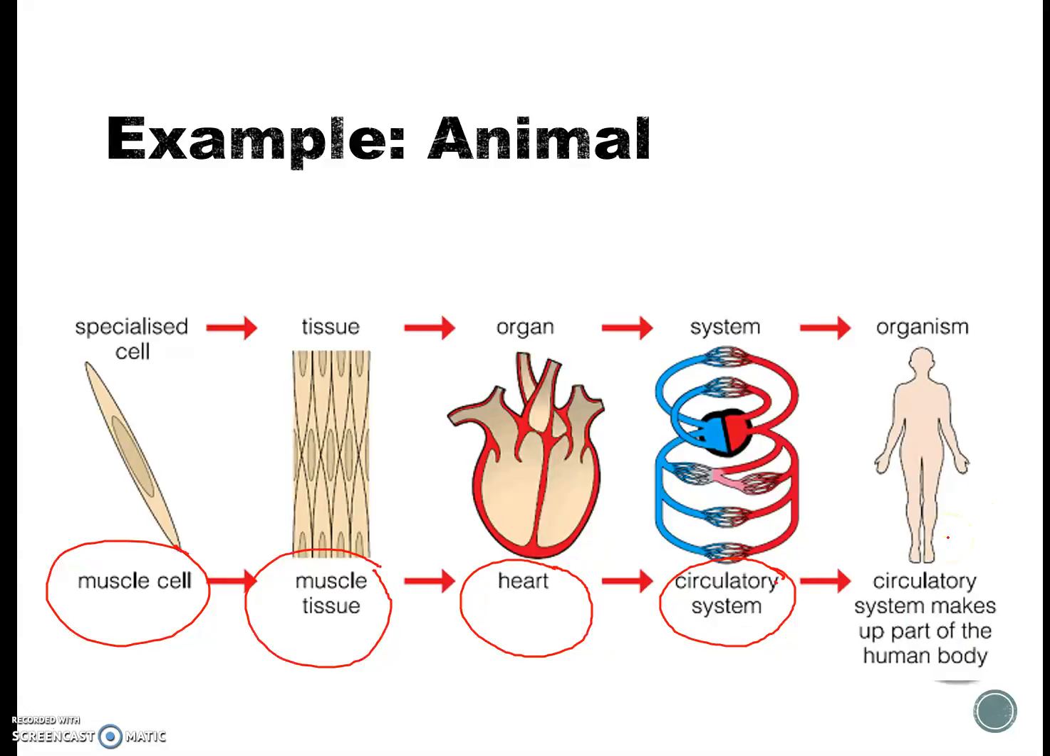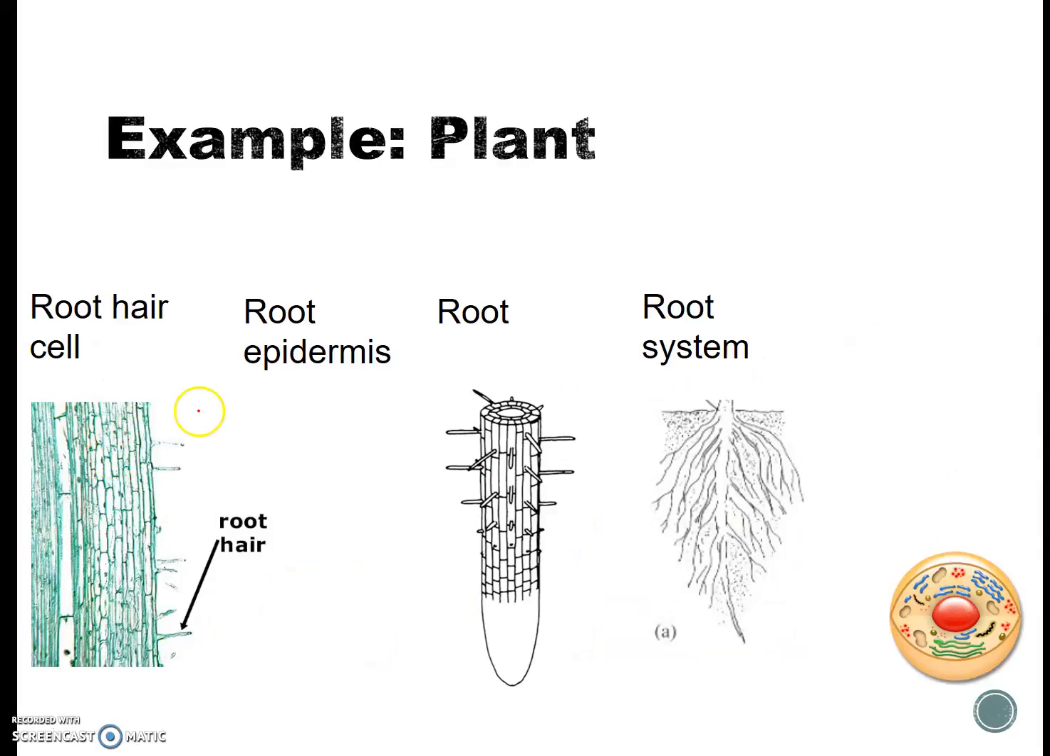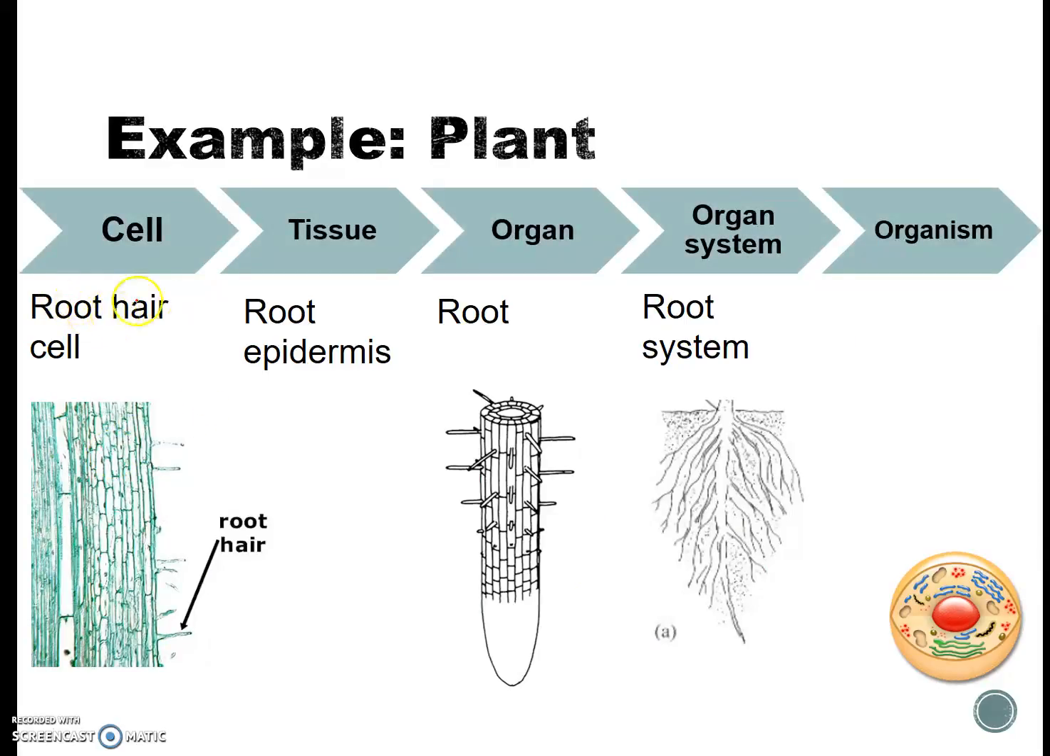How about plants? For plants, I've got two examples. The first one, we start out from the root hair cell, one cell. Remember the root hair cell? All the root hair cells combined together, see here, form the root epidermis, the outer layer of the root. But together, the root epidermis and other tissues like xylem and phloem form the root, which is an organ. And the root, of course, is part of a bigger system, the root system. And together, the root system and the shoot system form the organism, the plant.